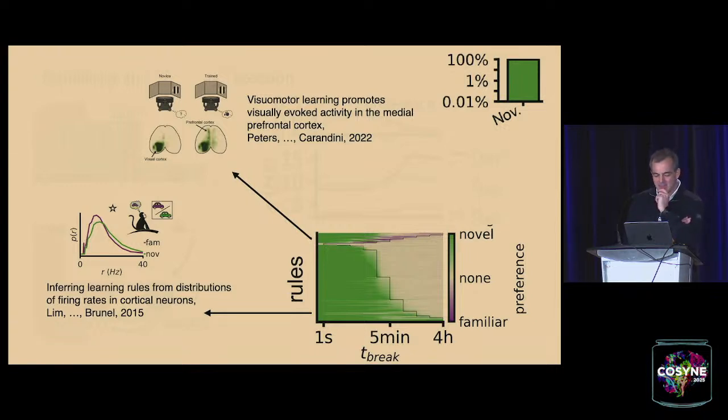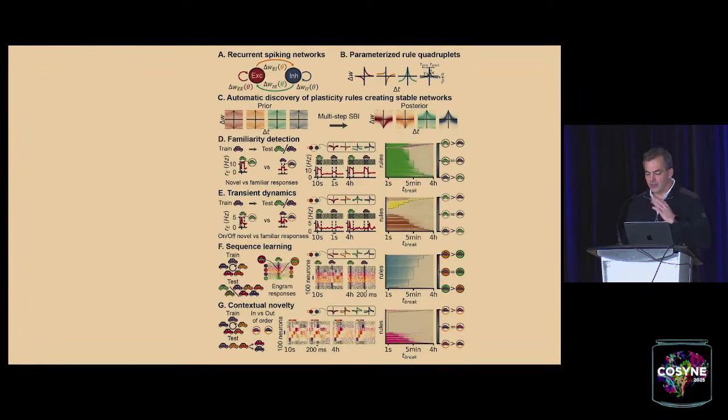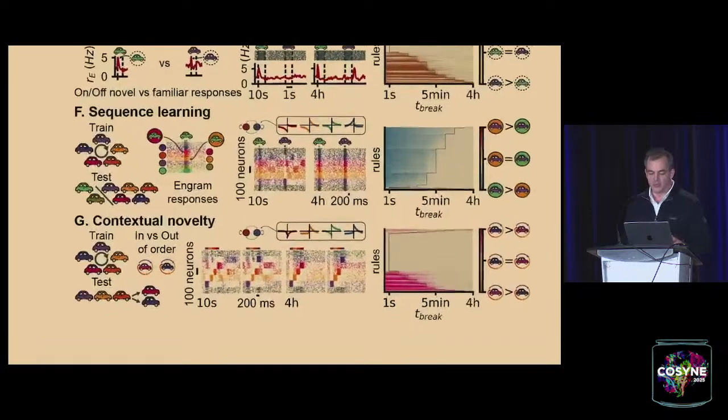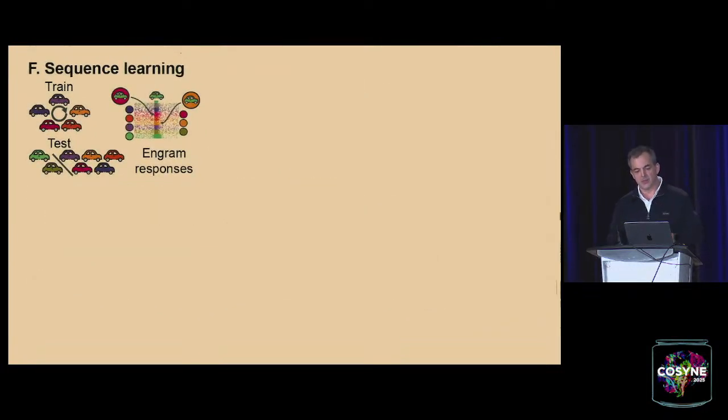In any case, Subkin Lim and Nicolas Brunel have published something that we can reproduce, and Andrew Peters and Carandini also did. So that being said, we ran a bunch of other tasks. So we ran a transient dynamics or transient memories task. We ran a sequence learning task, a contextual novelty task. The one that I would like to focus on for the rest of the time is really the sequence learning task, because I thought the results were just quite pretty.